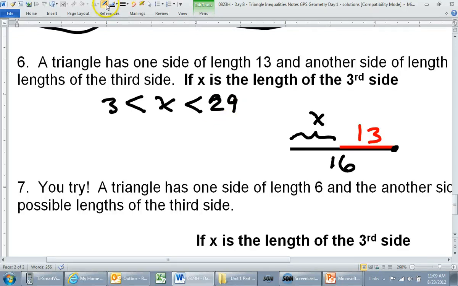So we got the 29. Let me just put some side notes on here for you guys. We got the 29 because we did 13 plus 16. We got the 3 because we did 16 minus 13. Okay?